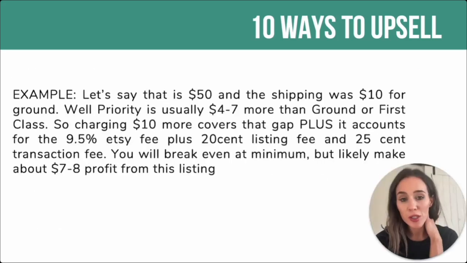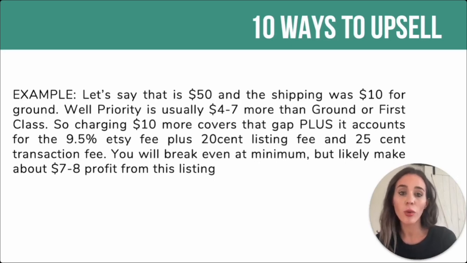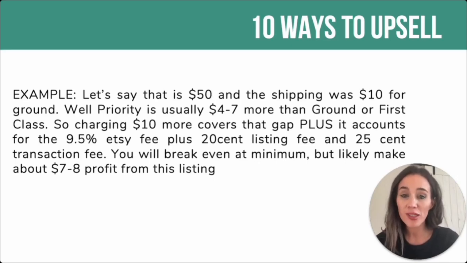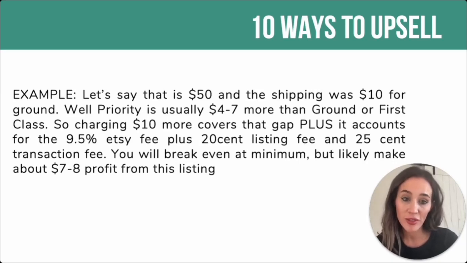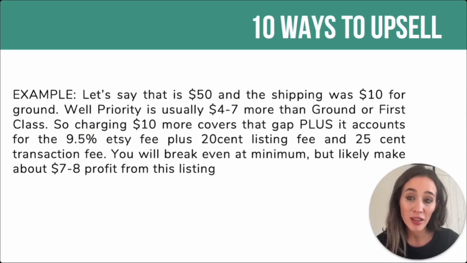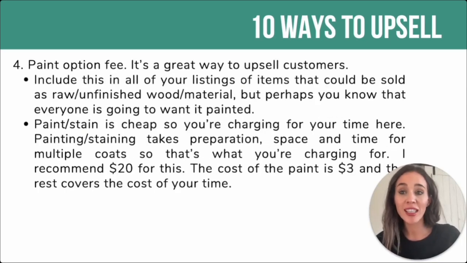So here we go. Here's an example. Let's say that an item is $50 and shipping is $10 for ground. Priority is usually $4 to $7 more than ground or first class. So if you charge $10 more for this priority shipping fee, it will cover that gap. Plus it accounts for that 9.5% Etsy fee, plus the 20-cent listing fee and 25-cent transaction fee. So you're going to break even at minimum, but you're likely even profit another $7 to $8 from having this listing as an upsell.